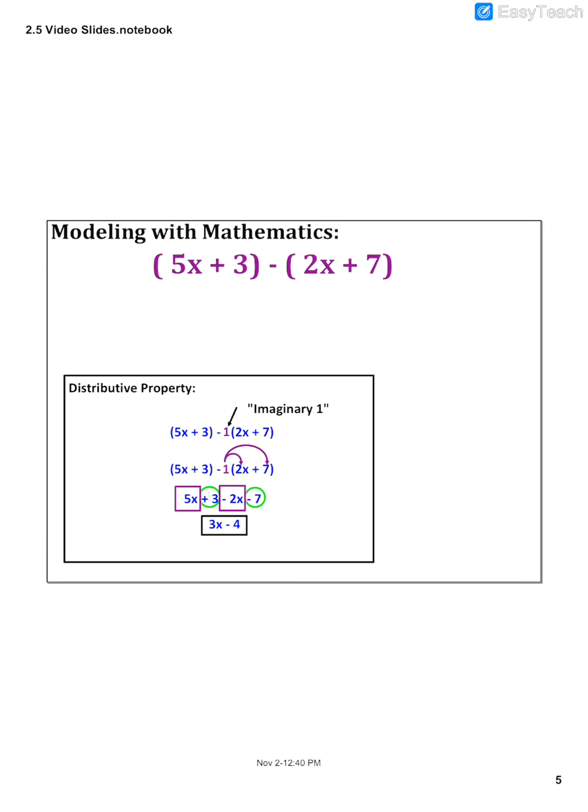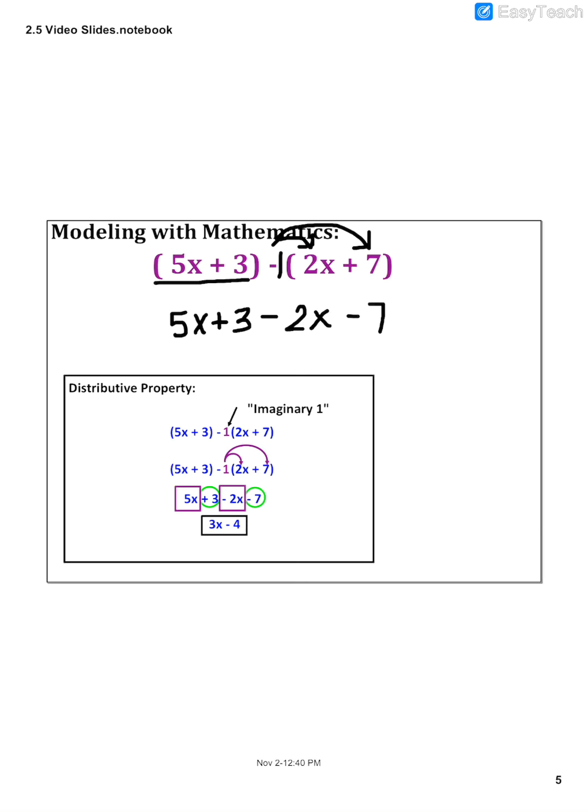Now, when we get to subtracting polynomials, this one is a little bit different. Same concept, we're going to put in the imaginary 1. We're going to keep the first set of parentheses exactly the same, 5x plus 3. I drop the parentheses, and now I'm going to distribute out this negative 1 to both terms. Negative 1 times a positive 2x is a negative 2x. A negative 1 times a positive 7 is a negative 7. So this is my new expression after I complete the distributive property.